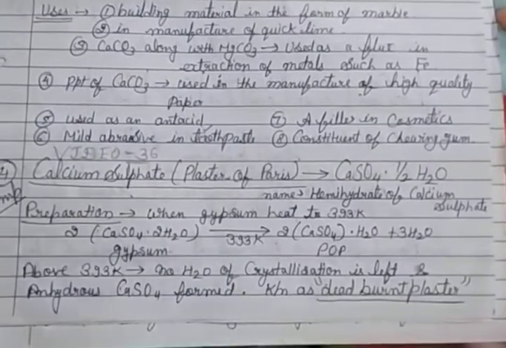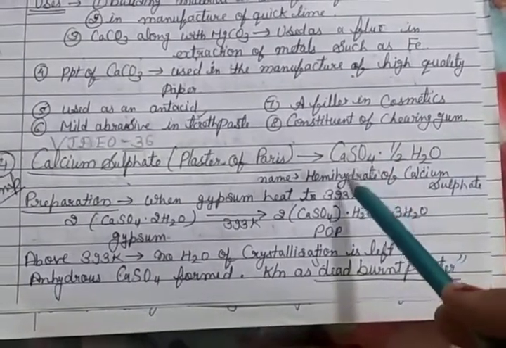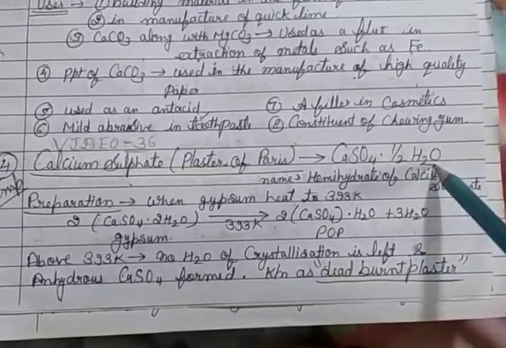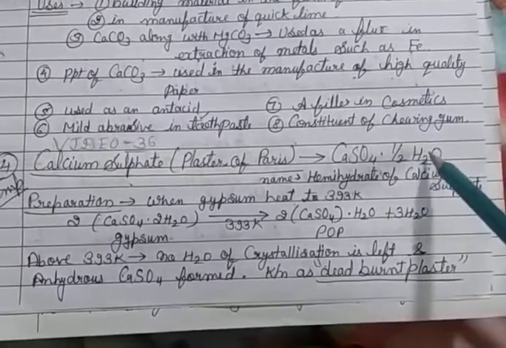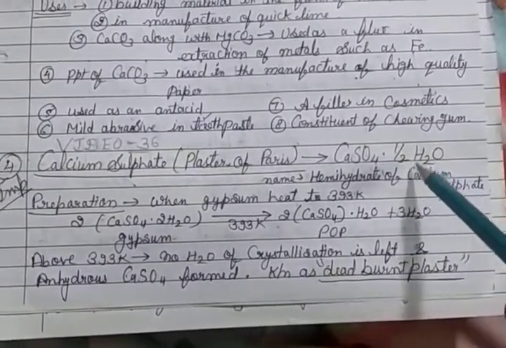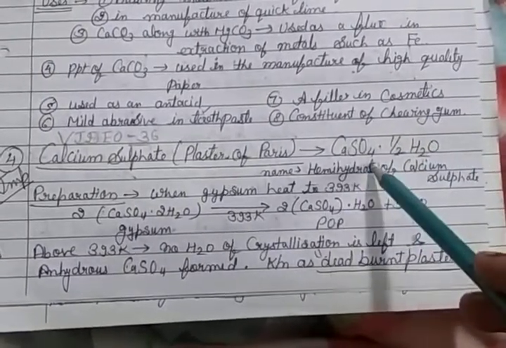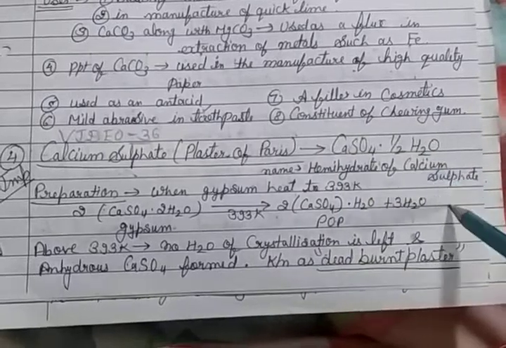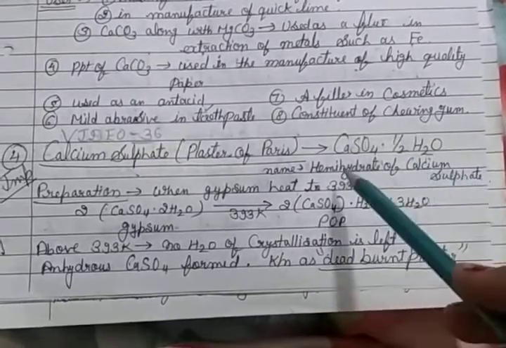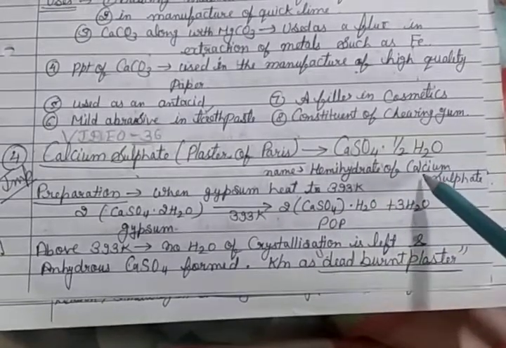Plaster of Paris. Its formula is CaSO4·½H2O. The half H2O means half a water molecule, so its name is hemihydrate. CaSO4 is calcium sulfate and half H2O means hemihydrate, so the name is hemihydrate of calcium sulfate.